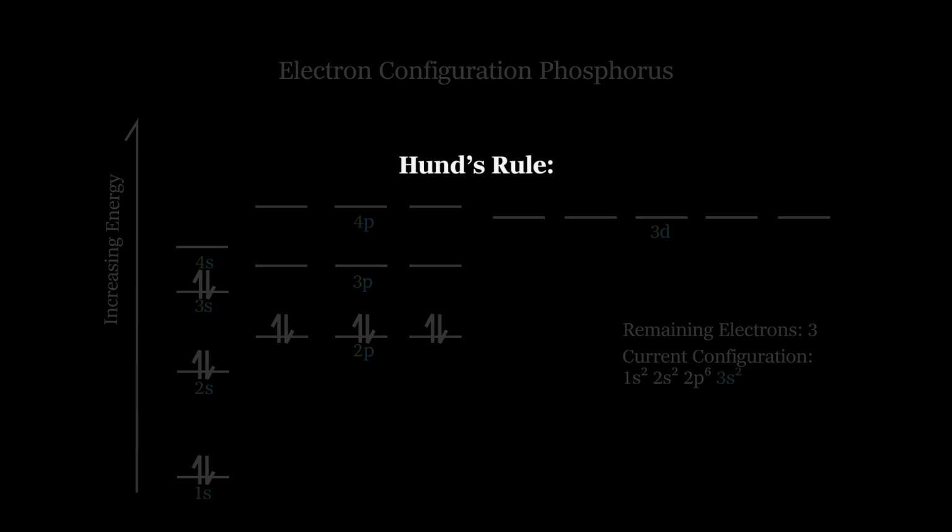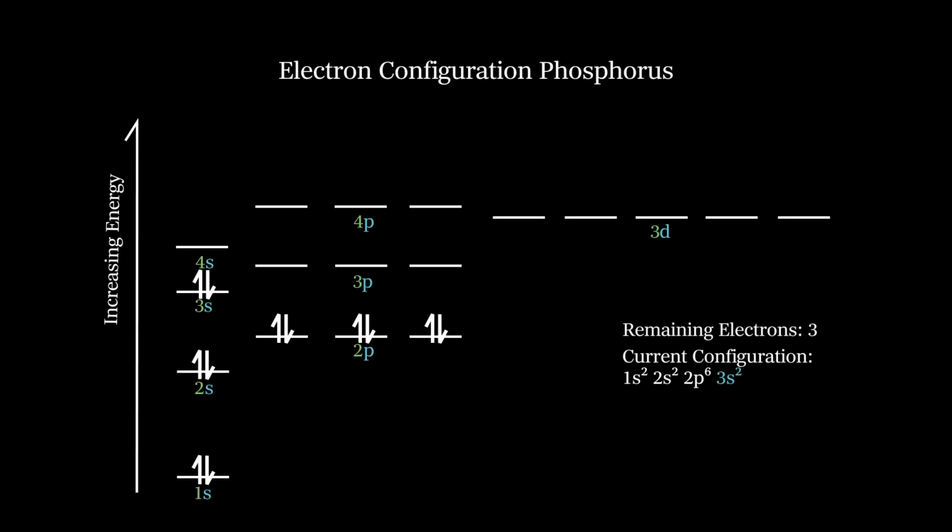However, according to Hund's rule, every orbital is singly occupied before any orbital in that level is doubly occupied. So, instead of forming a doubly occupied, a singly occupied, and an unoccupied orbital, it forms three singly occupied 3p orbitals. Thus, its configuration is 1s2, 2s2, 2p6, 3s2, 3p3, and this is how they are filled.